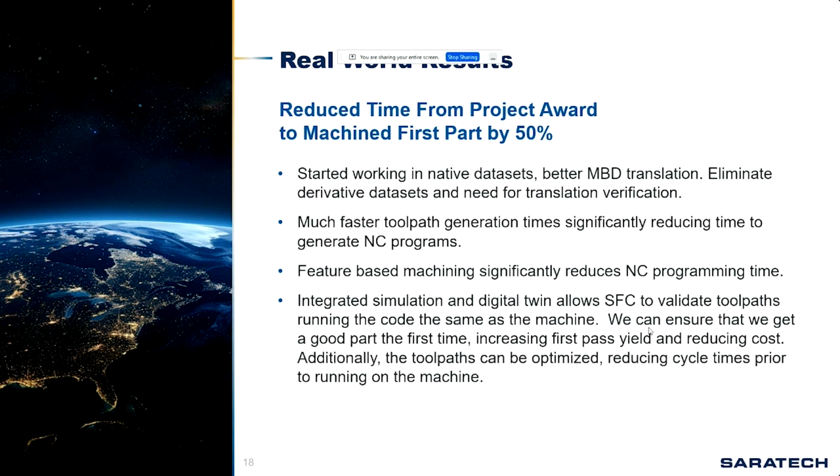And additionally, when you do run that verification, it allows you to optimize the tool path, because you're getting feedback saying, hey, these are your cycle times. And if it's not close to what you quoted, you can say, hey, how can we go back and take a look at these tool paths and optimize them so we can get closer to the times that we quoted as well.